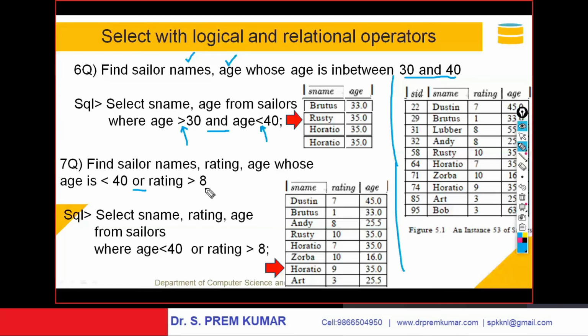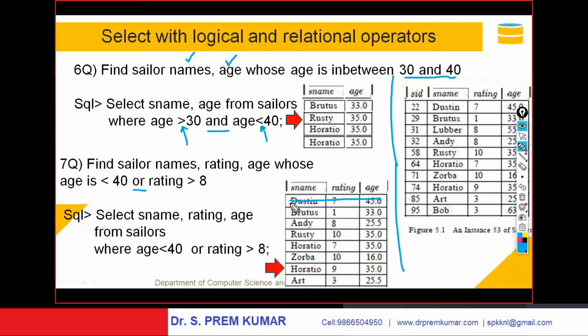If you observe here, the rating should be greater than 8 or the age should be less than 40. So here you should not get this. Why? Rating should be greater than 8, it is not, or age is less than 40, no. So this Dustin is the wrong output.